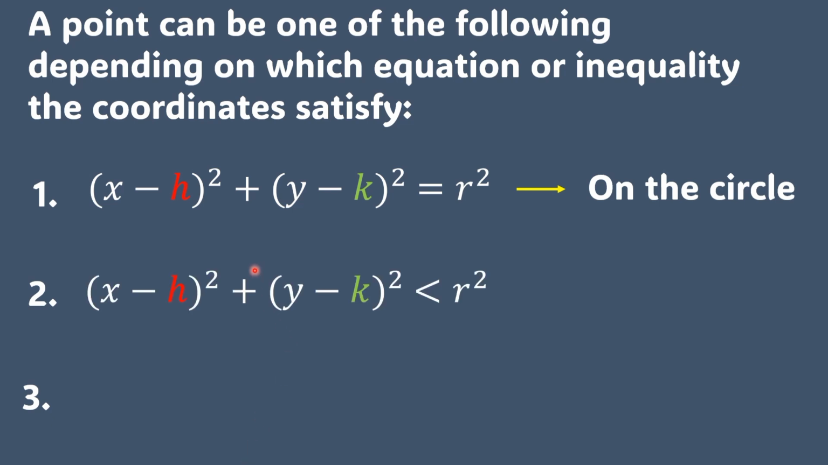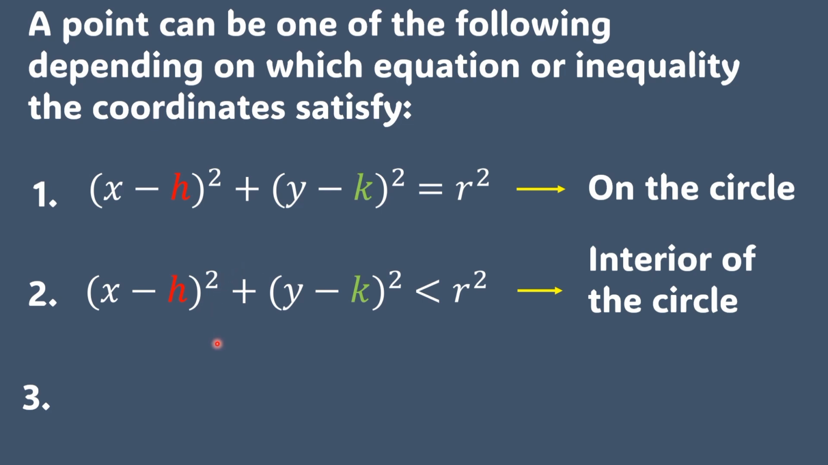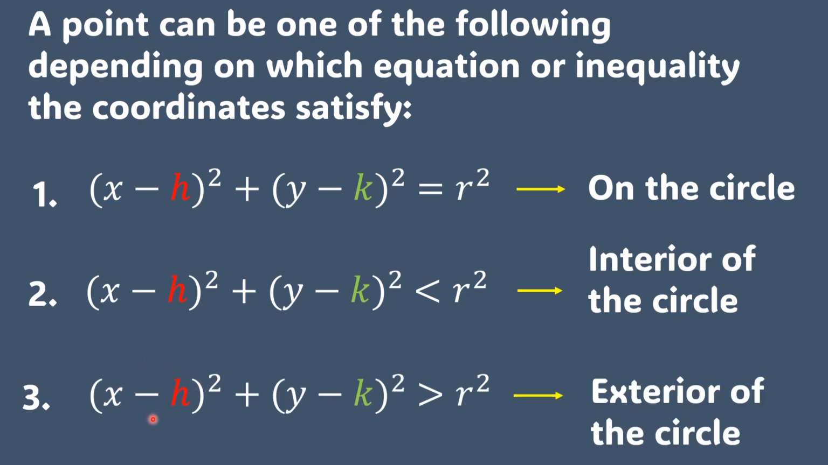Number 2, if x minus h quantity squared plus y minus k quantity squared is less than r squared, then the point is in the interior of the circle. Number 3, if the square of x minus h plus the square of y minus k is greater than r squared, then the point is in the exterior of the circle.